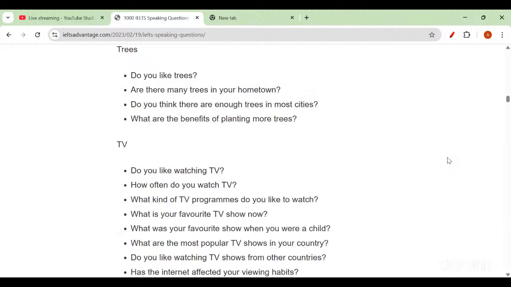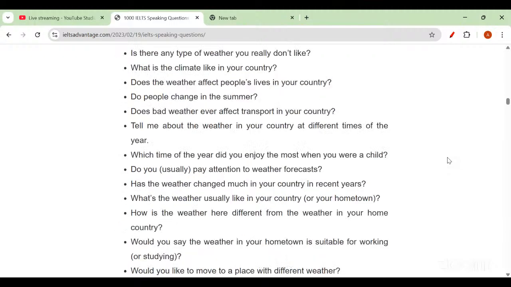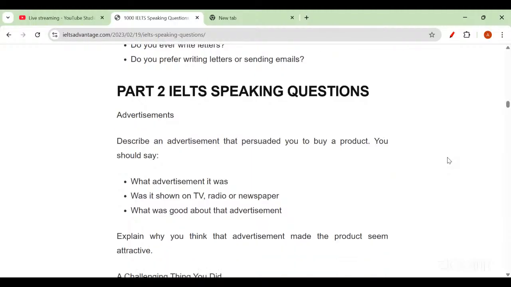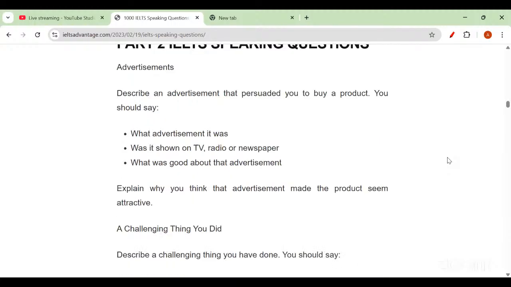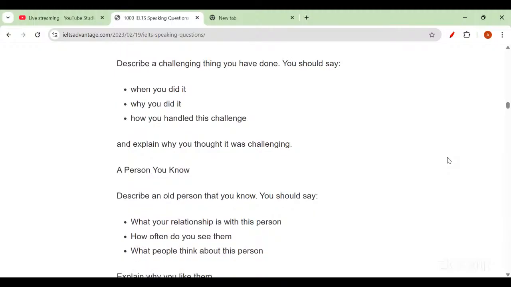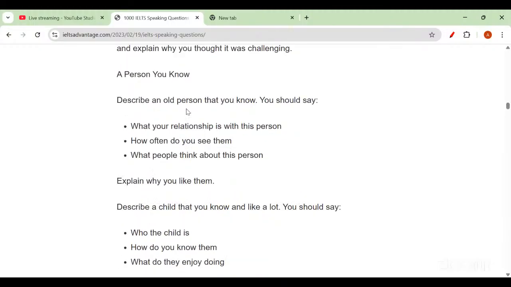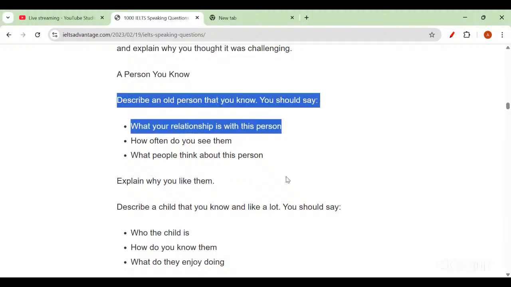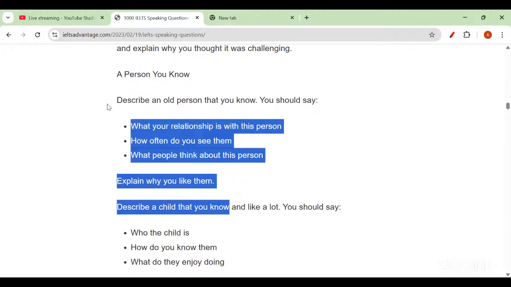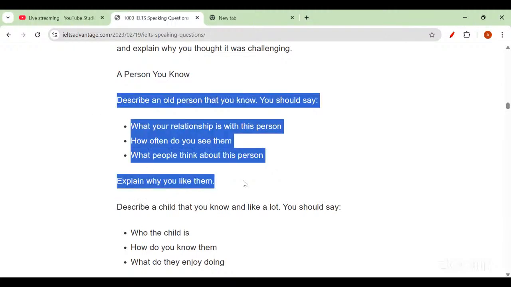So in part one, the examiner and the questions are not in front of you, but in part two, the questions are on your screen in front of you. So you can see the question and make notes if you want. Okay, sir, your question is this: a person you know. This is your question. You can read it and take notes.